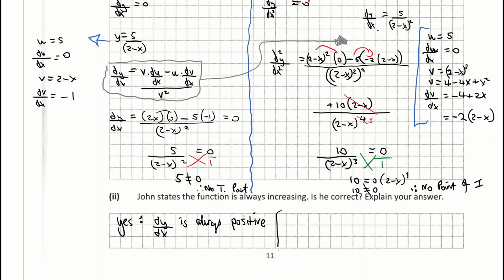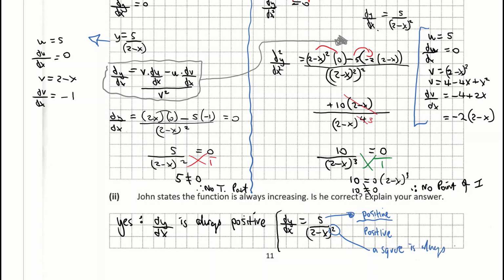Well, if we just examine it here, what did we get dy/dx to be? We found that dy/dx is 5 over (2 minus x) all squared. And just a little bit of maths common knowledge here. This is a positive number on the numerator, and on the bottom it's also positive. It will always be positive because remember that if I square any number, a square is always going to be positive.